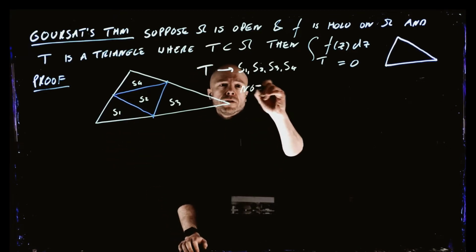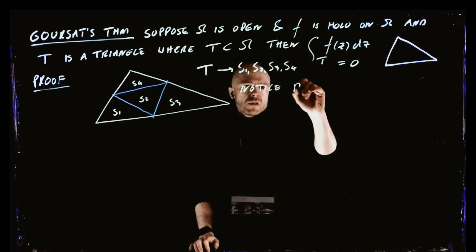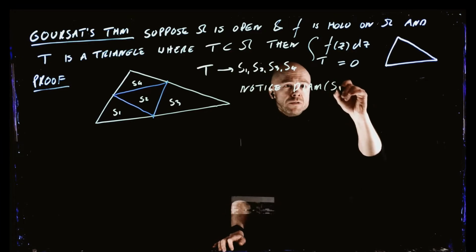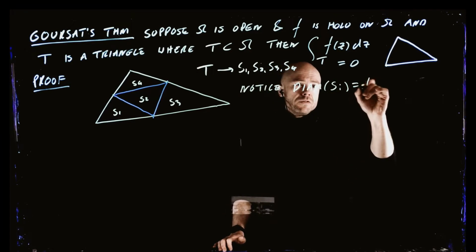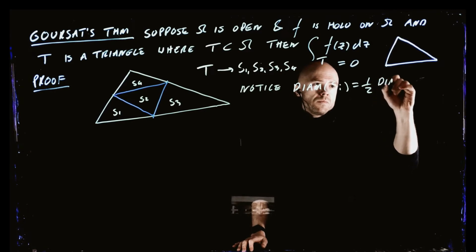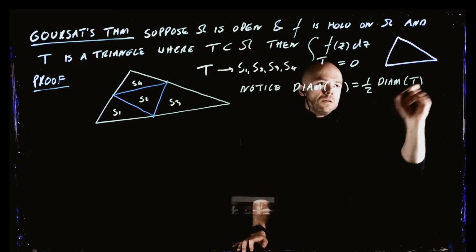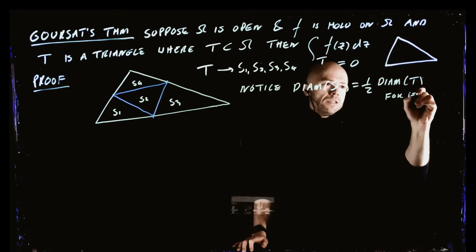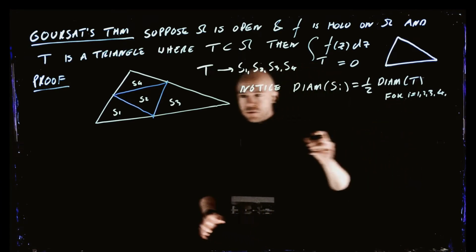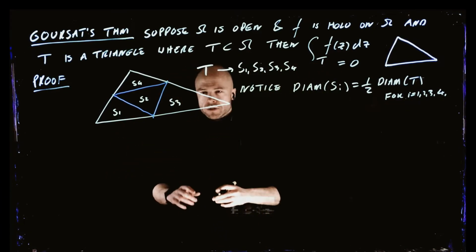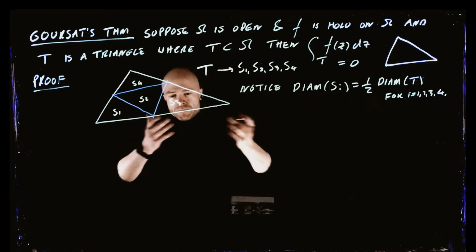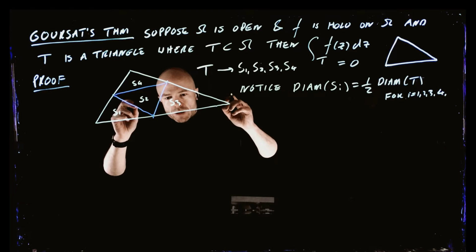So notice that the diameter of any one of these children is exactly half of the diameter of the parent, for i equal to 1, 2, 3, 4. Yeah? It's a kind of geometrically obvious fact, even though my picture doesn't show it correctly. Yeah? Because the diameter is just the length of the longer side of the triangle.